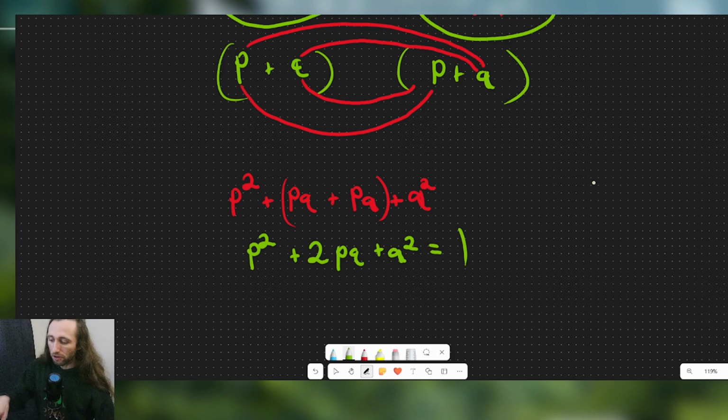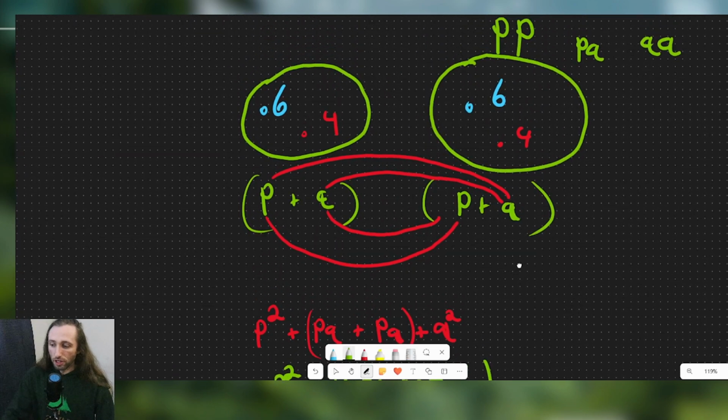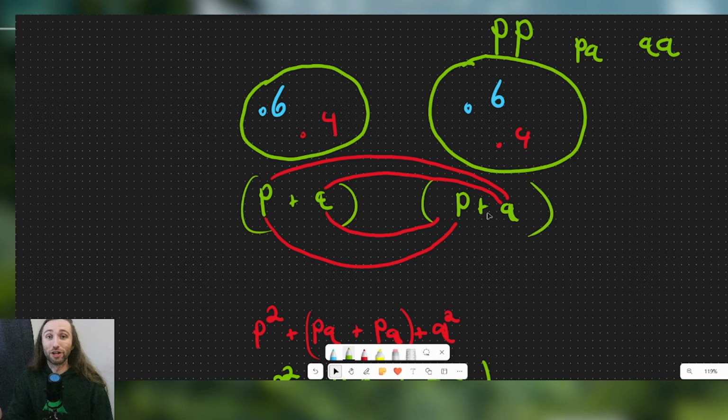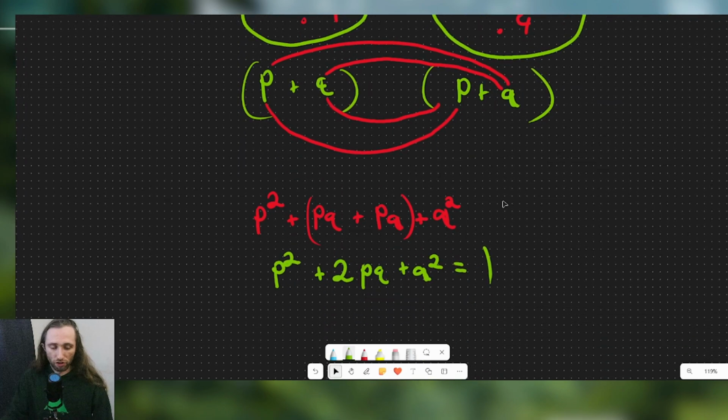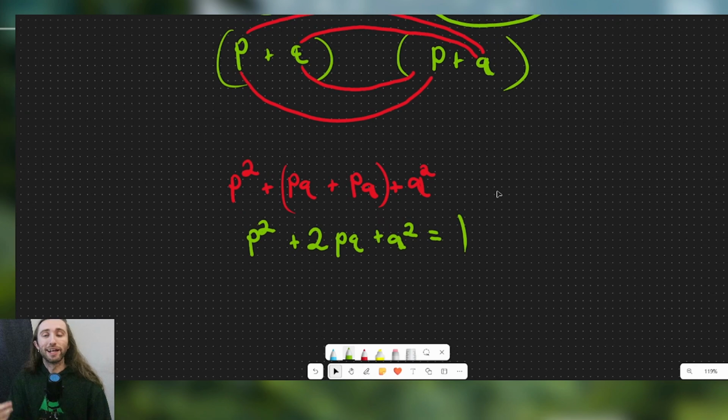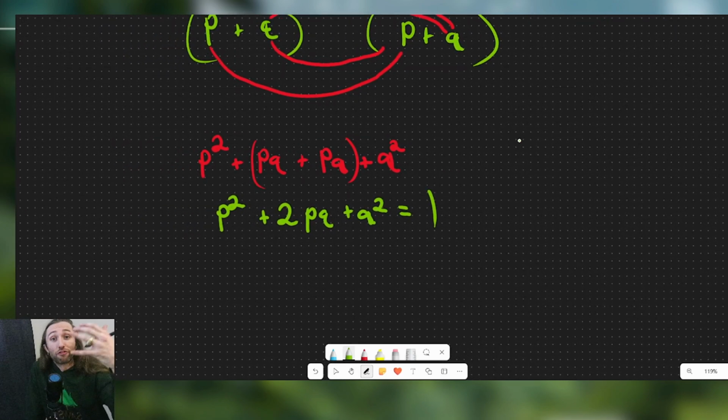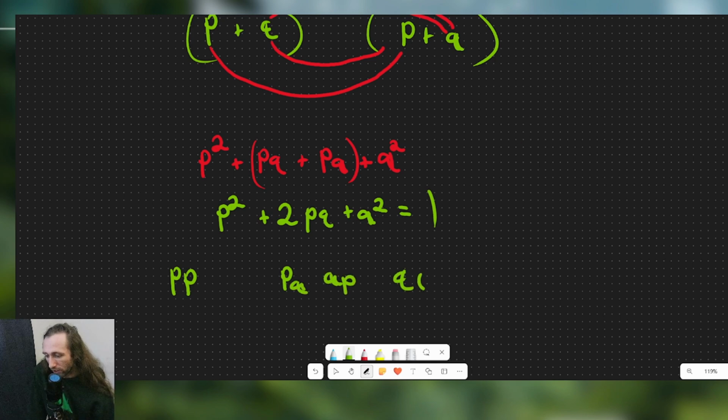So again, this equation right here is just the multiplication of the probability for each individual. It's just p plus q times p plus q. That's all this equation is doing. It's a basic FOIL method, but it allows us to see what is the frequency of the genotypes, right? So right here, p squared, that's the frequency of PP. 2pq, that's the frequency of our heterozygotes, right? So that would be pq, or like we already said, qp. And then q squared is going to be our QQ. And these will add up to 1.